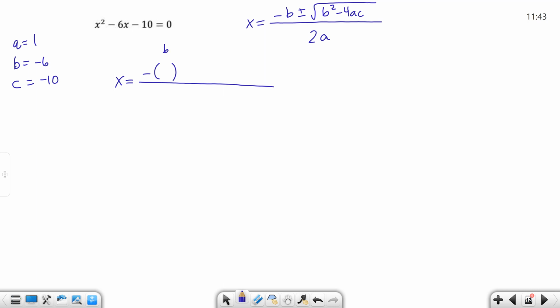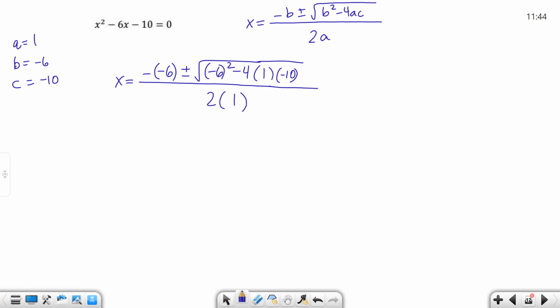So now if we start filling this in, x equals, and I'm going to go negative and then parentheses for b, right? And then plus or minus the square root of b squared minus 4ac, right? Parentheses for all my variables, 2a. So what goes in this first one? B is negative 6, and here's negative 6. And then A is 1 for those two, and then C is negative 10 for this one, right?